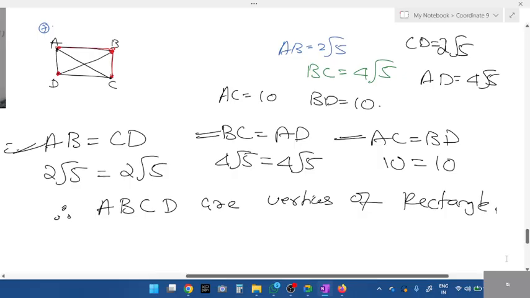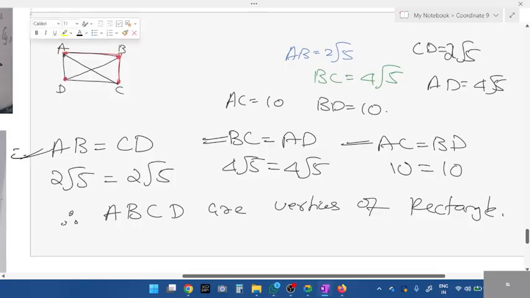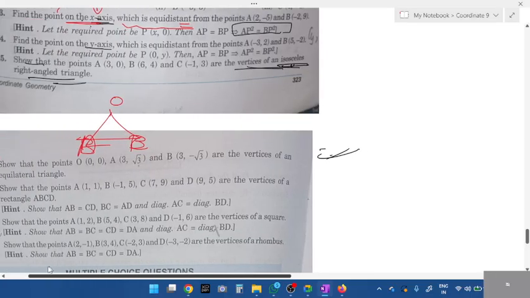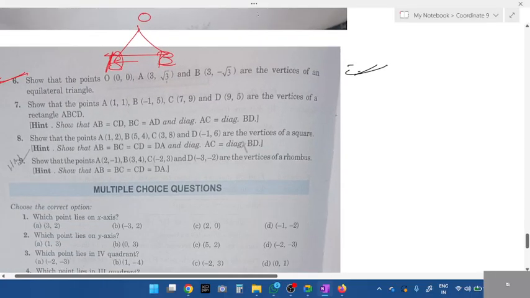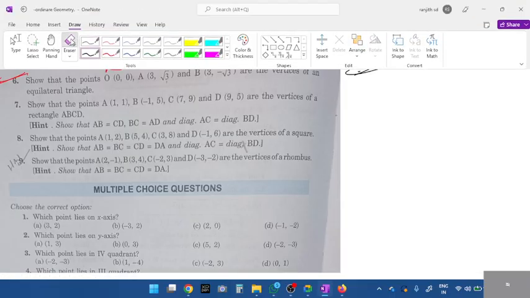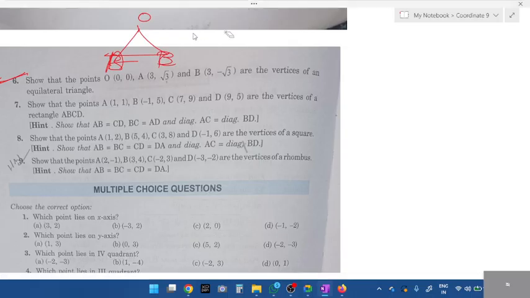All of you are completed. Shall we do the next one? Next question. Seventh one is done. Eighth one, students. Eighth and ninth. I'll do any one question. You have to try.